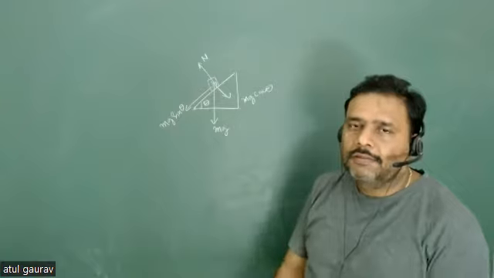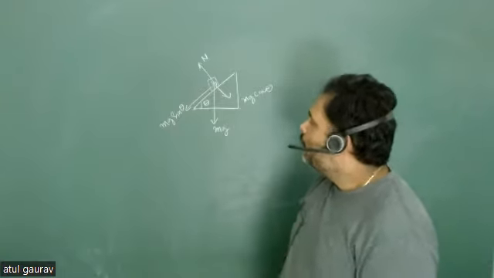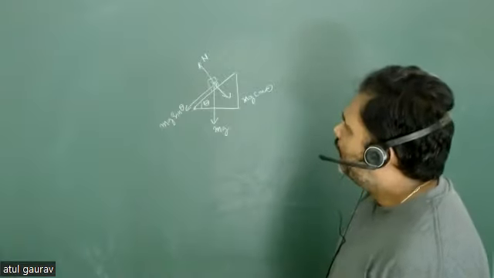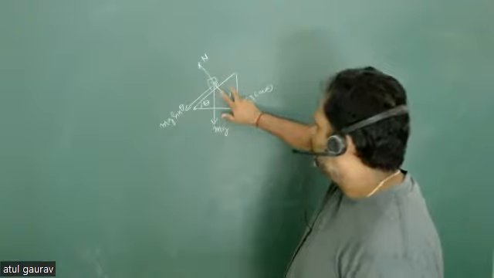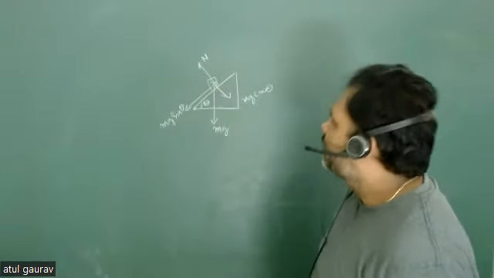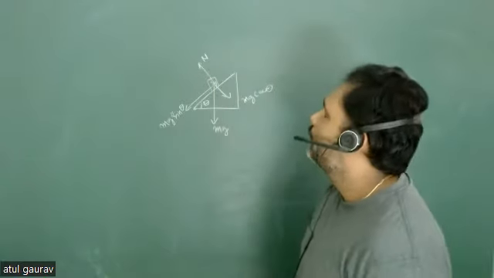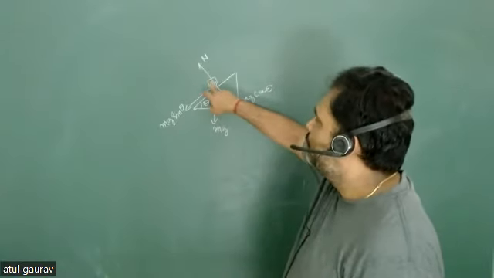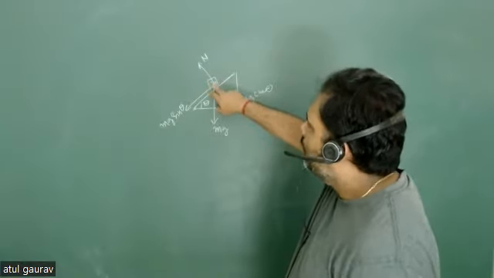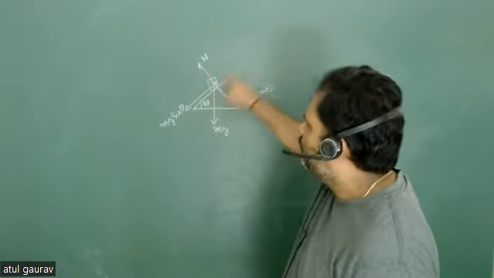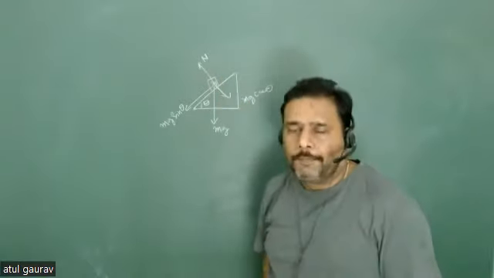Everyone is comfortable? Yes. Now what we have to do? We have to give the acceleration of this particular wedge such that some pseudo force acts on this particular mass, and the component of that pseudo force along the plane must be in the upward direction. Then only this is going to stop.